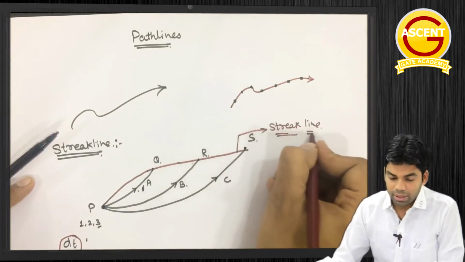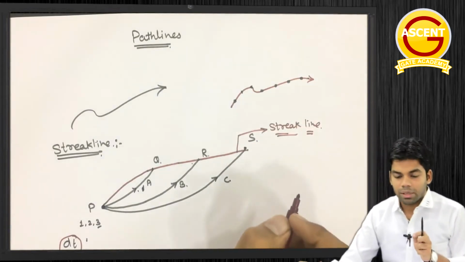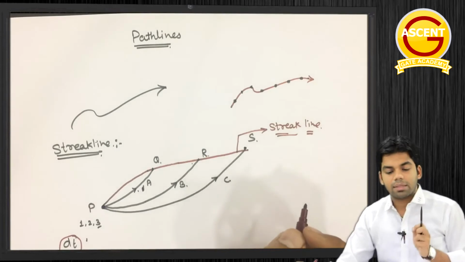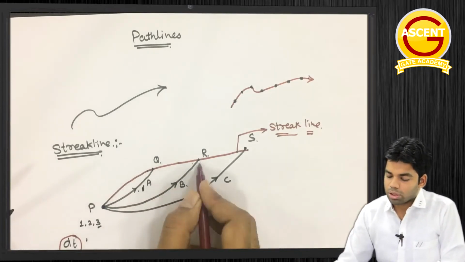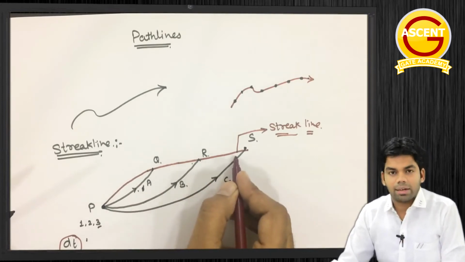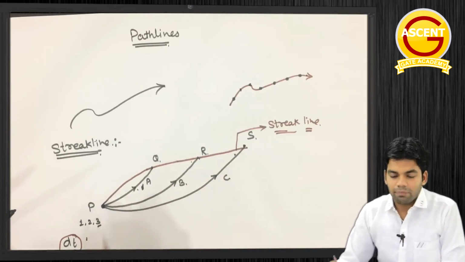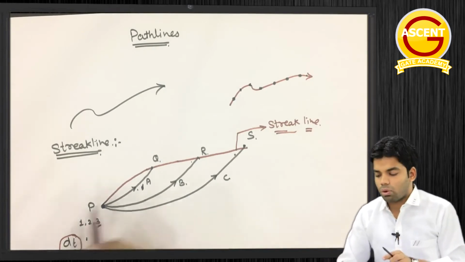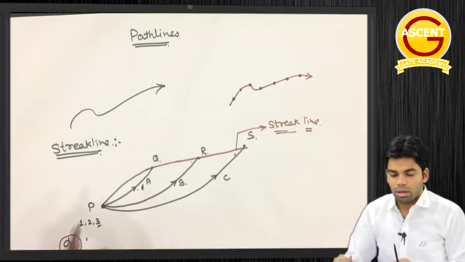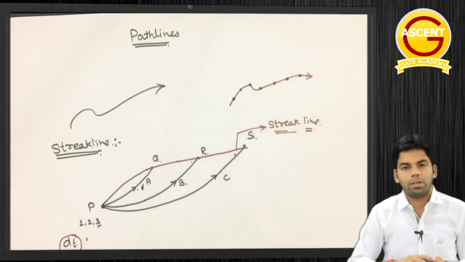Again I will define it. Just listen to this carefully. A streak line at any instant of time is the locus of temporary locations of all the particles that have passed through the fixed point in the flow field.